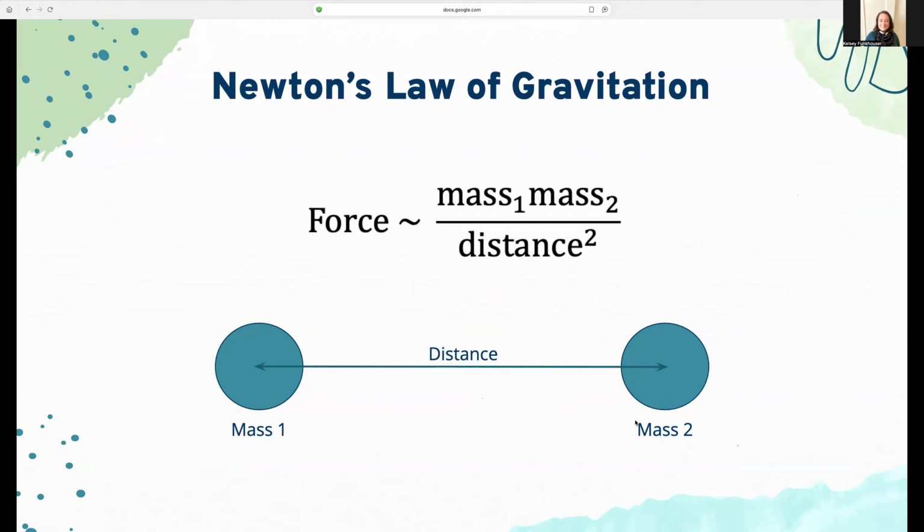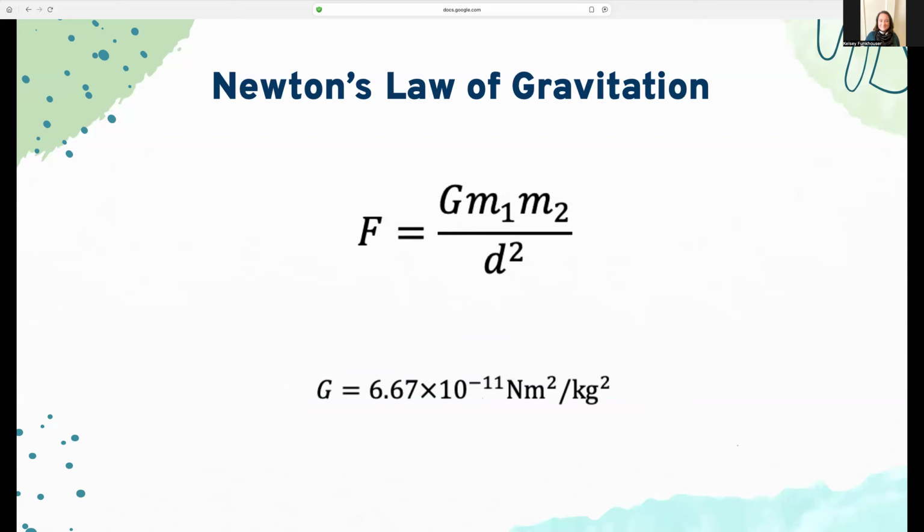So here's an example of just two masses, they're circles. And so each of their masses contributes to the force between them, and so does the distance between them. Now let's look at the equation itself. So like I said, don't get intimidated. We can handle more complicated equations.